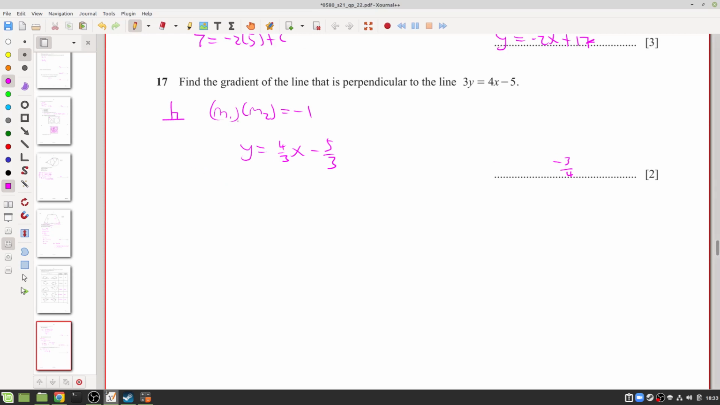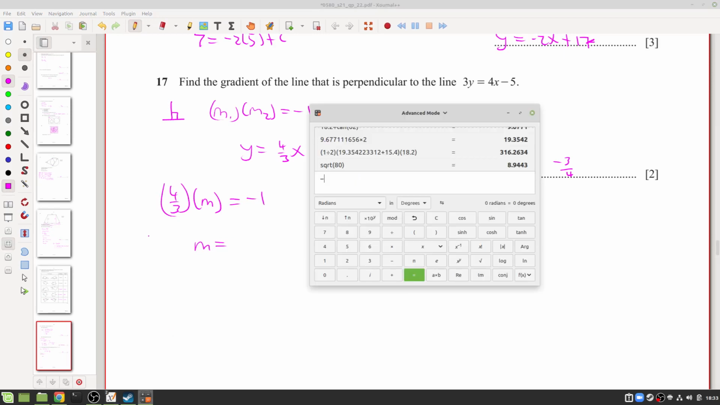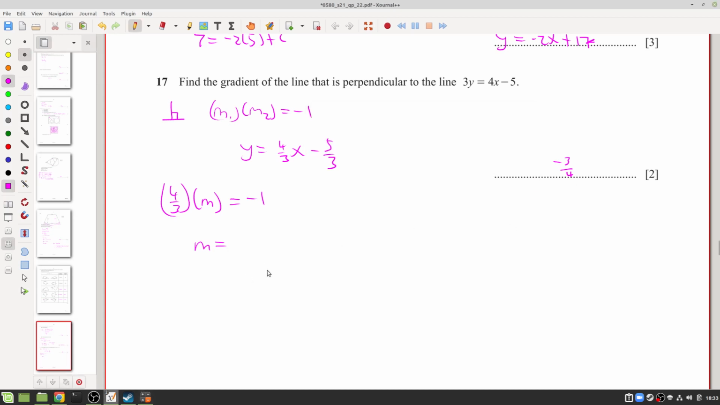But we can also get that by using this formula and saying 4 over 3 for the one gradient times the gradient we're looking for must be equal to -1. And then we can just say -1 divided by 4 over 3, which gives us -3/4, -0.75. So -3/4, -3 over 4.